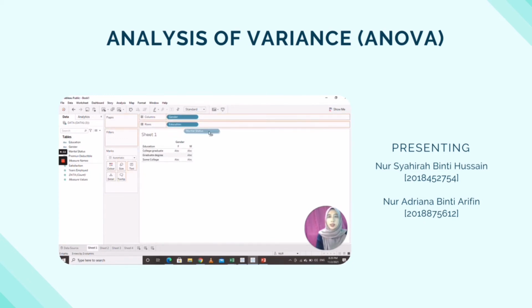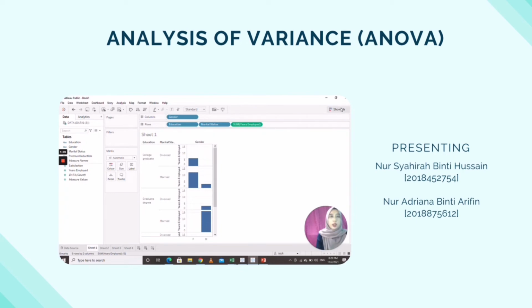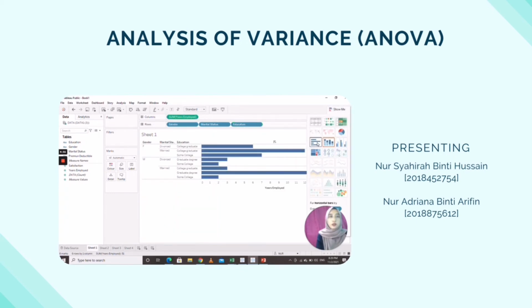status, and years. Next step, we choose the chart. So I choose the chart. So the result is, for gender female, the highest is married college graduate. For the male, it is married graduate degree.